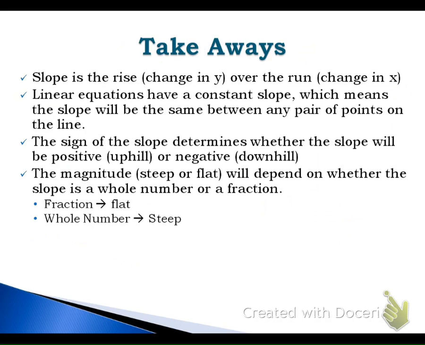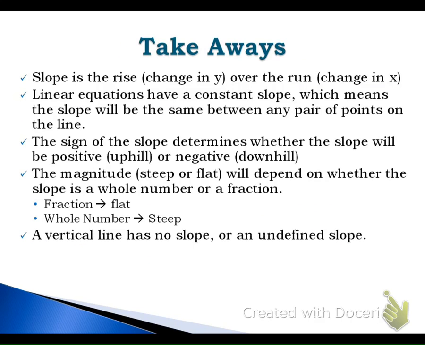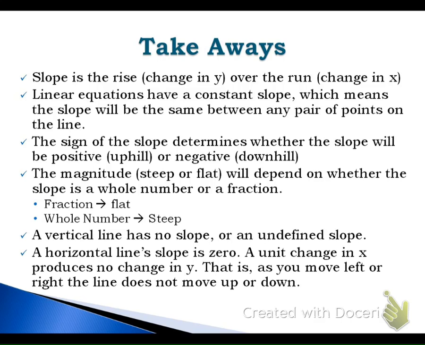Now, I didn't really explain that too well in the lesson, but a fraction is a number less than 1. So therefore, it's going to be flatter. If the slope is a whole number, then your line is going to be steep. A vertical line has no slope, or said to be undefined. And finally, a horizontal line has a slope of 0. A unit change in x produces no change in y, and that is when you move from left or right, the line does not move up or down. That's the end of the lesson.